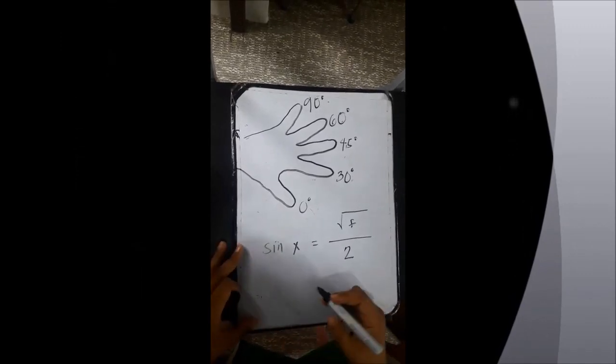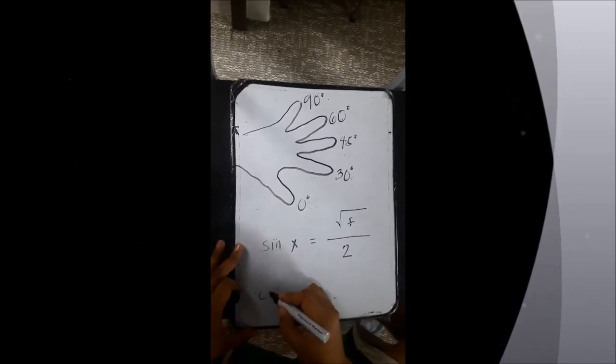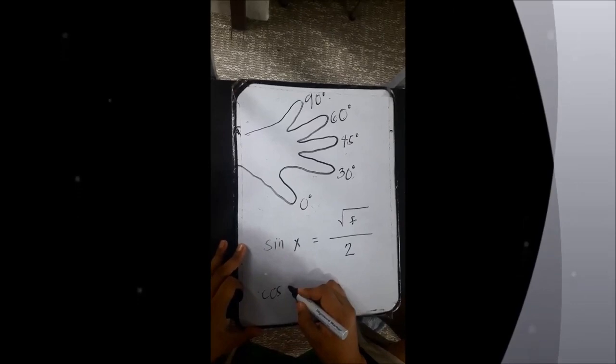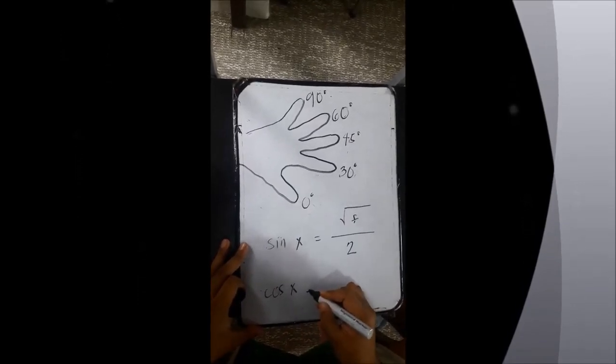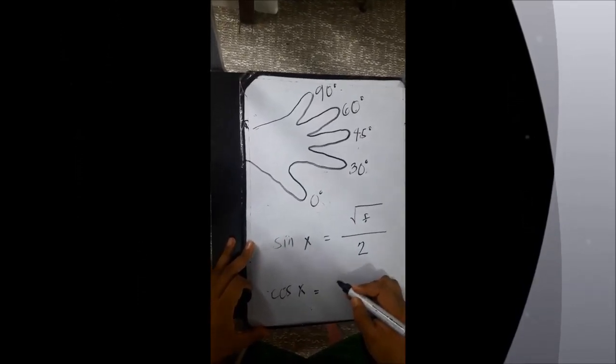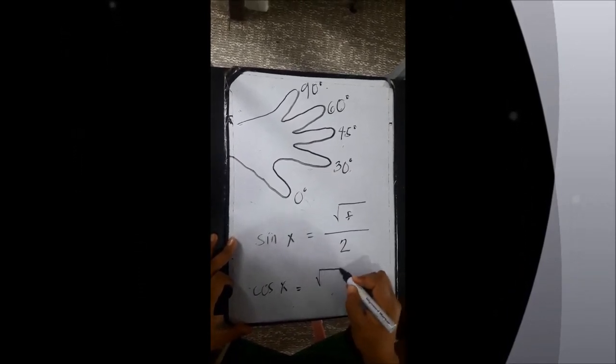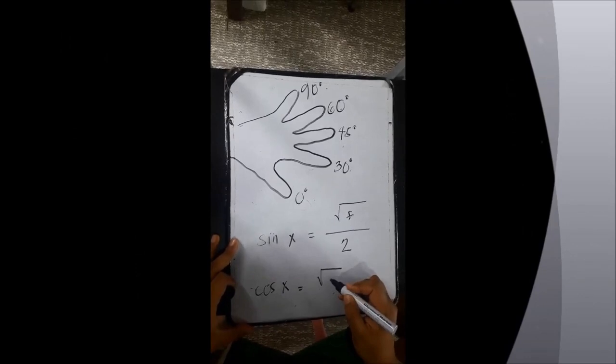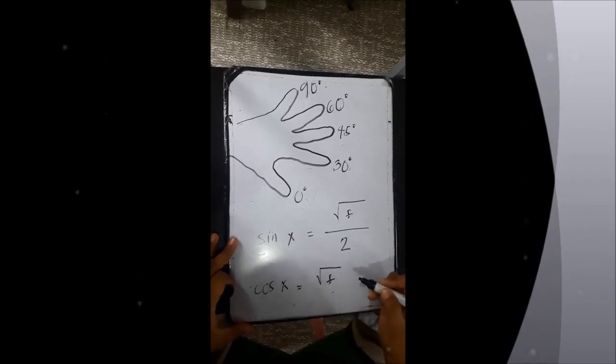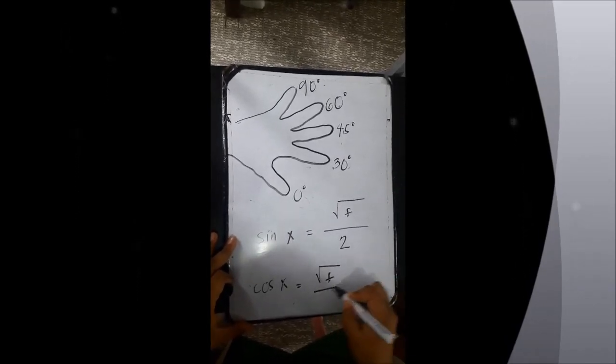Okay. Sa cosine naman, sa cosine of x, again, we will also use the same, but take note here, the square root would be of the number of fingers above and over 2.